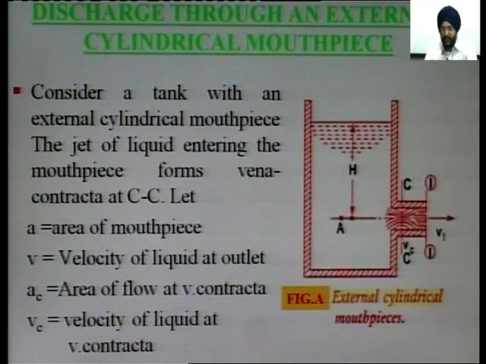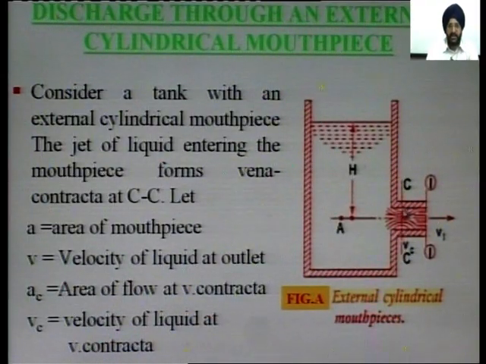Now, to calculate the discharge through this particular mouthpiece, consider this tank with an external mouthpiece as we have just seen. The jet of the liquid entering the mouthpiece forms vena contracta at CC. You can see a section CC here and the velocity Vc here. This is the section of vena contracta.